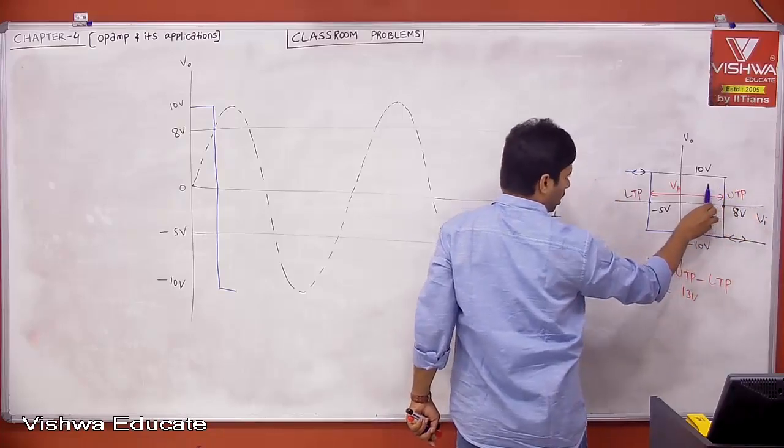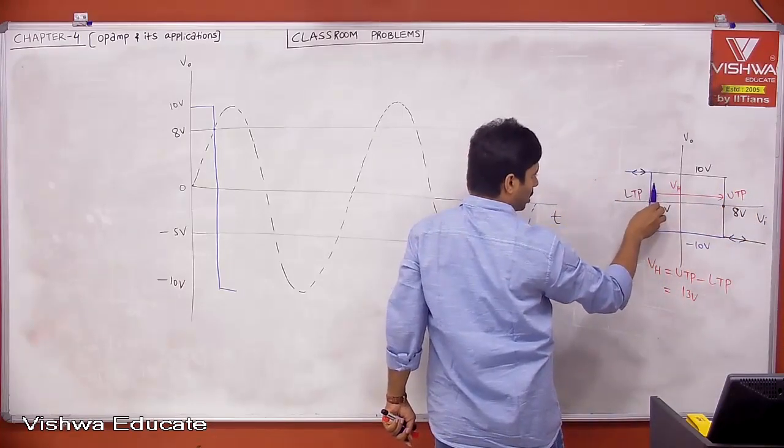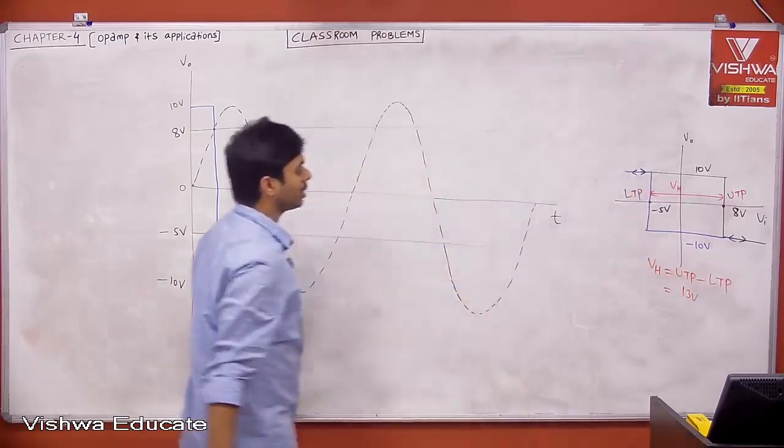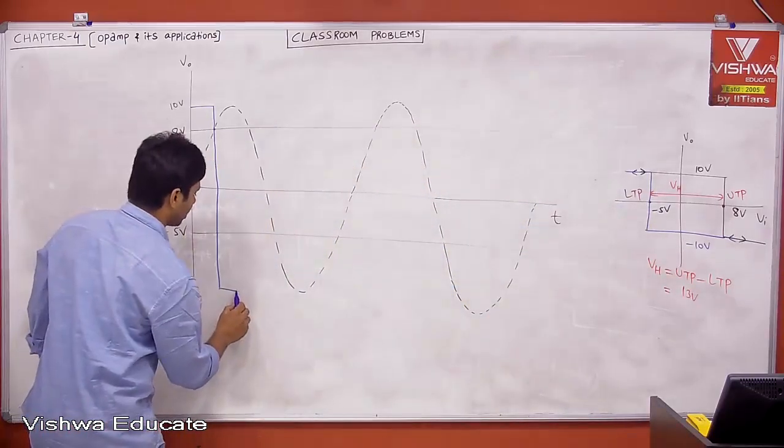Now the switching point is not 8. Now the switching point is minus 5. Once the input is less than minus 5, then only your output will change from minus 10 to plus 10. Till then it will be minus 10 only.